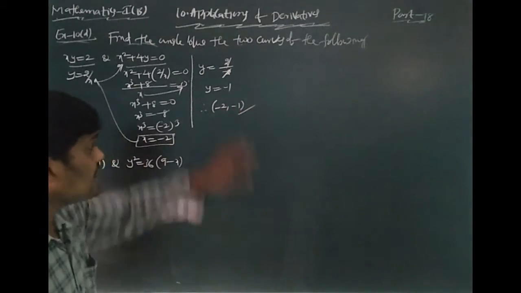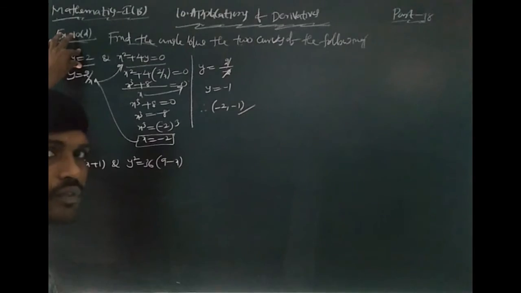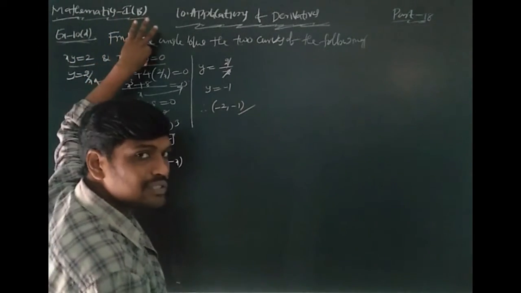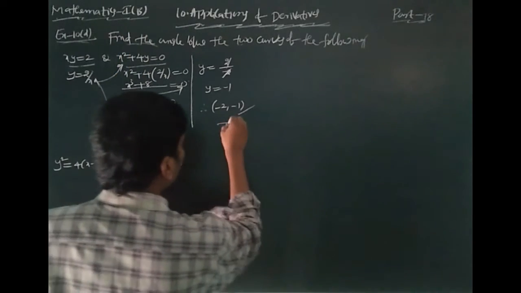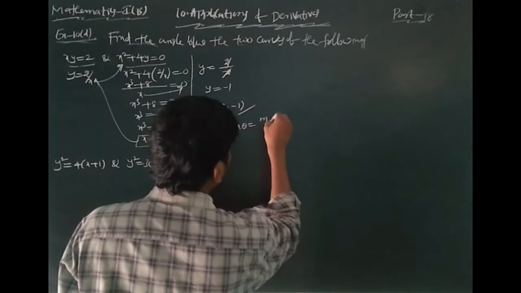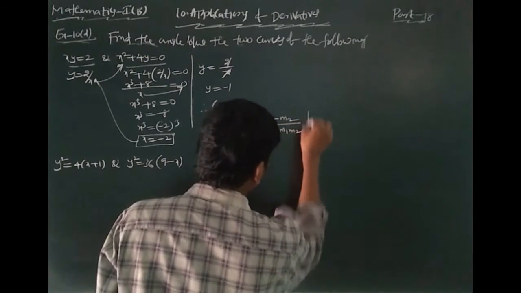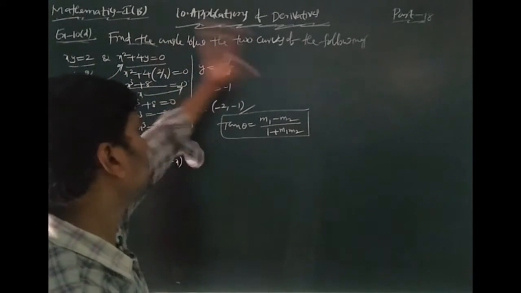At this point, first take the derivative of this one. You find the slope of the tangent m1. Then take the derivative of this one and find the slope of the tangent m2. After that, tan theta is equal to m1 minus m2 by 1 plus m1 m2. This is also a very important problem. This hint is given, you can use this in the whole problem.